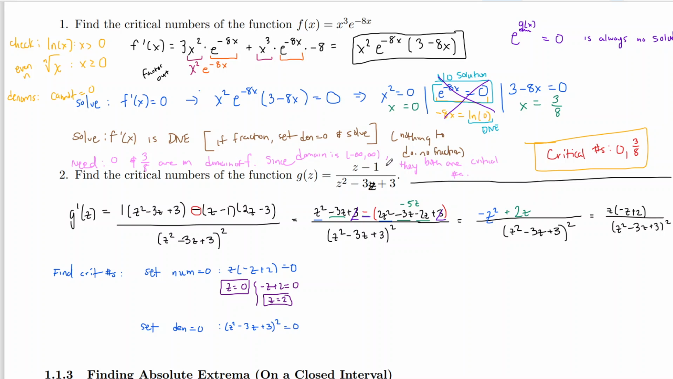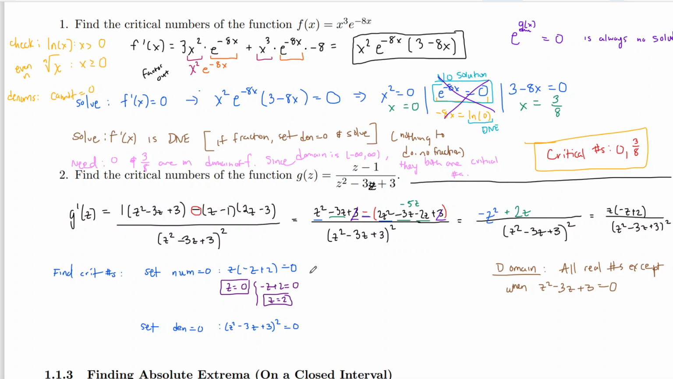We'd have to make sure they're in the domain. But one thing I want to mention is the domain of this function, the original function. I can write it in words because we know we have a fraction here, so we can't use values where the denominator equals 0. So it's all real numbers except when z squared minus 3z plus 3 equals 0, or when the denominator equals 0.